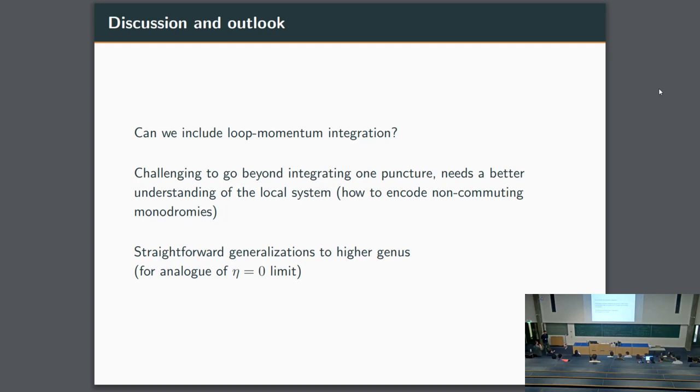So you spoke of non-commuting monodromies. What about using non-commuting variables, like a non-commuting version of eta? Yeah, I mean, that's one idea that's floating around, but we haven't played with it enough to say anything concrete about it.